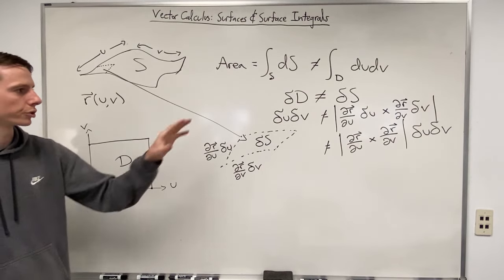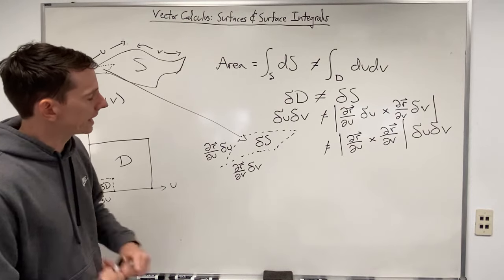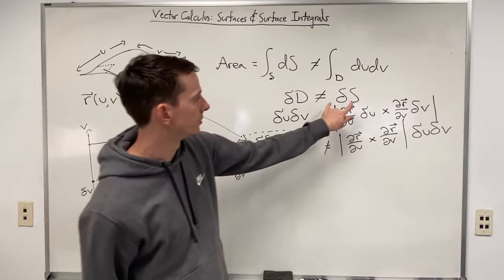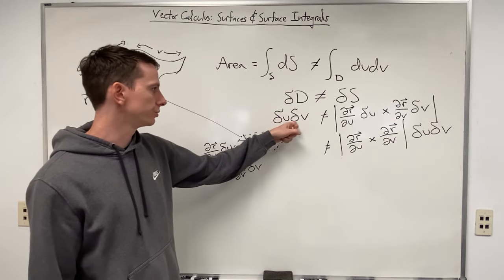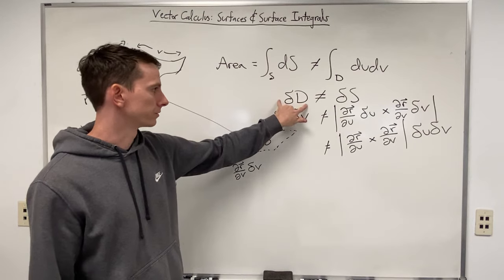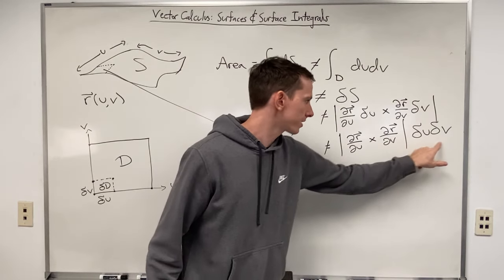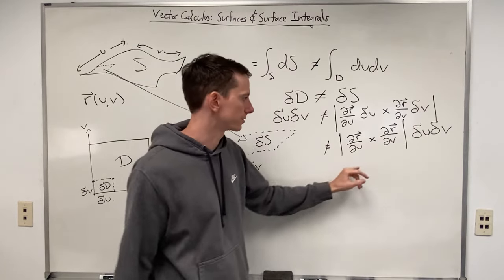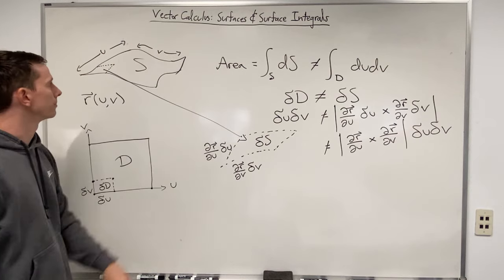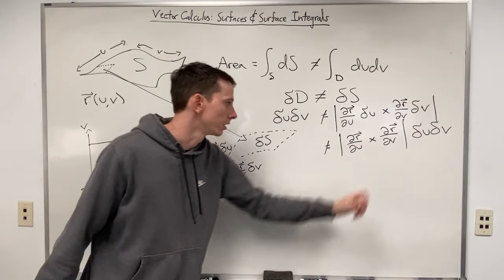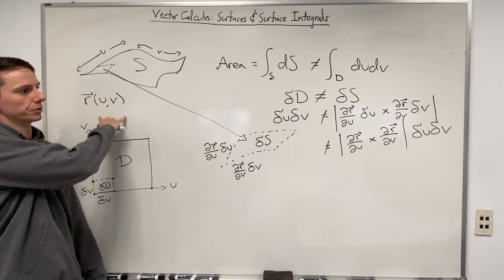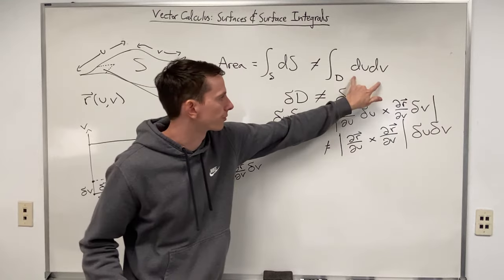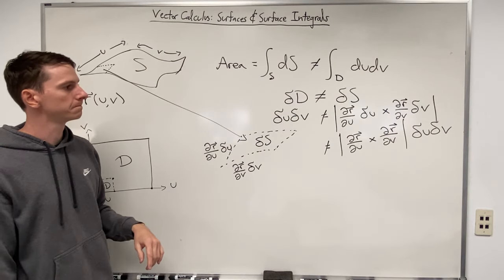Okay. So hopefully we see now why an incremental area in the domain D is different than an incremental area in the embedded surface S. It's because delta U, delta V is what we get for delta D. And on delta S, we get that same factor, but we also get this additional factor, which is the magnitude of these two quote-unquote basis vectors, these two tangent vectors of the parameterization vector field. Okay. So that's where the difference lies, and that's why we can't just perform this as our integral over the area.